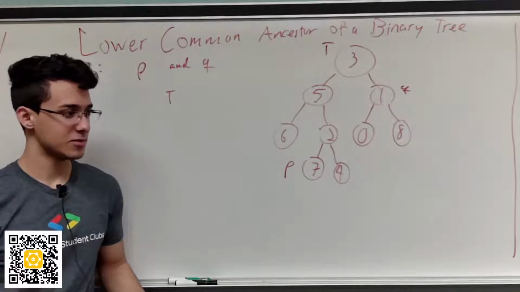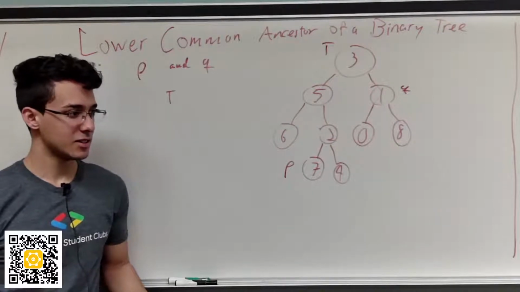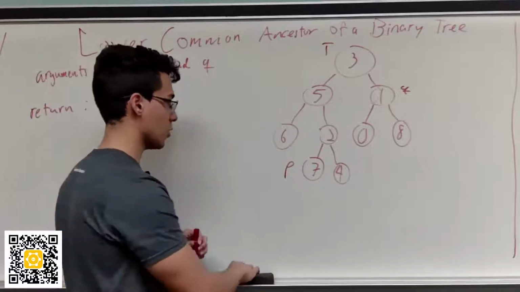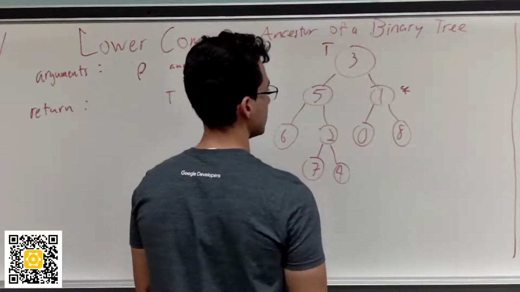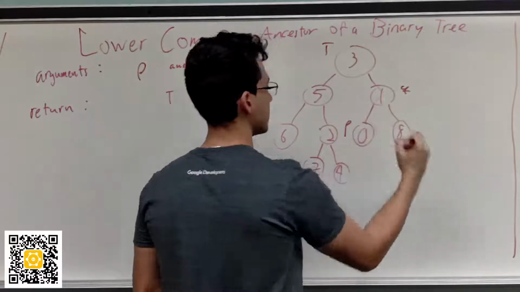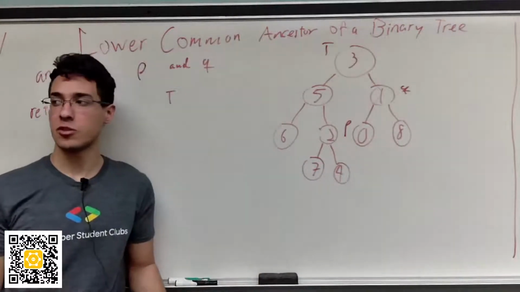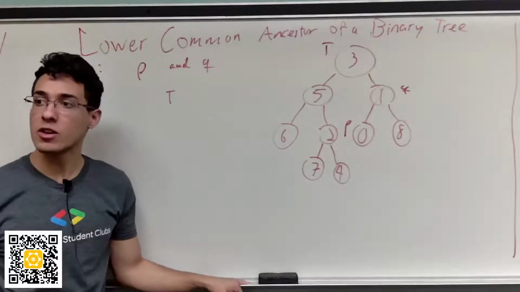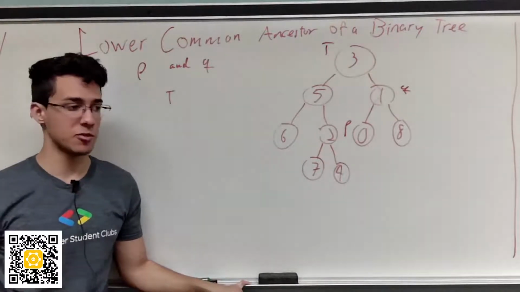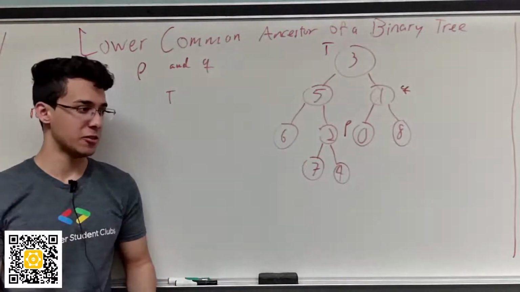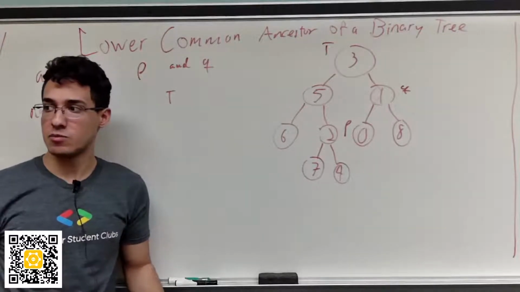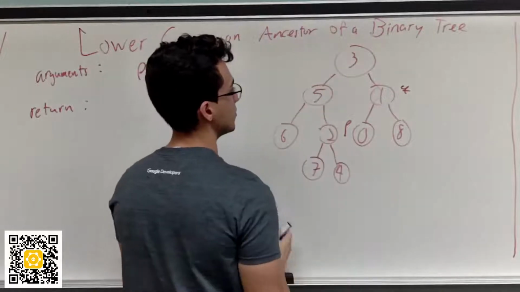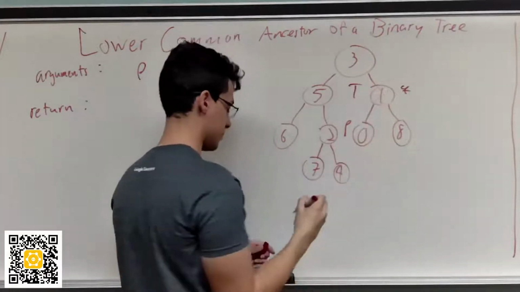Can a lowest common ancestor be P or Q? Yes, actually. Let's say it's like this. So what's the lowest common ancestor then? Q. So it's 1. So yes, P or Q can be the lowest common ancestor. Thank you for clarifying that, Lazaro. Okay, so then T would be here.